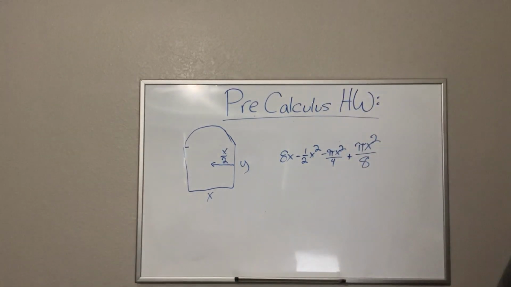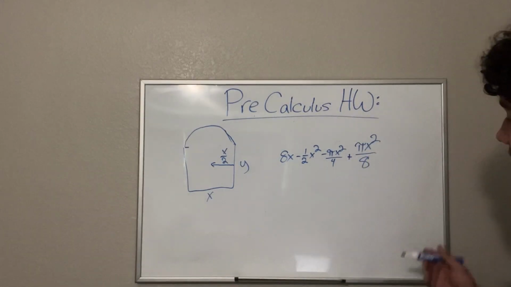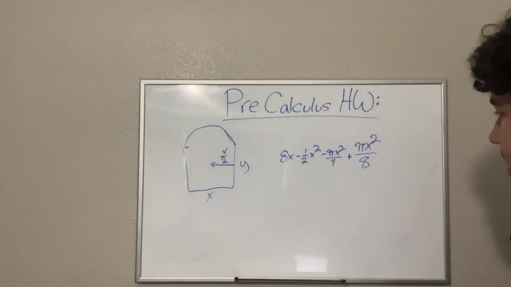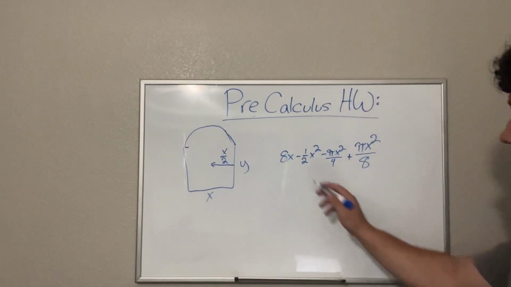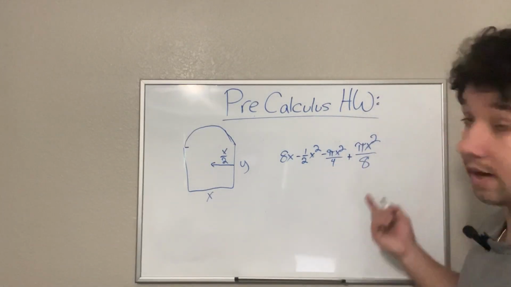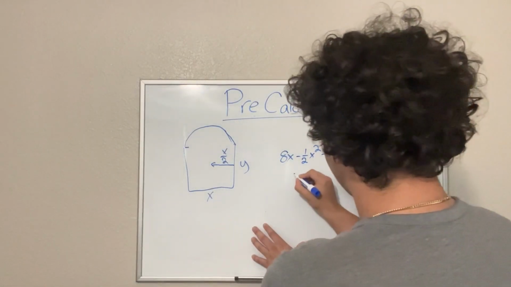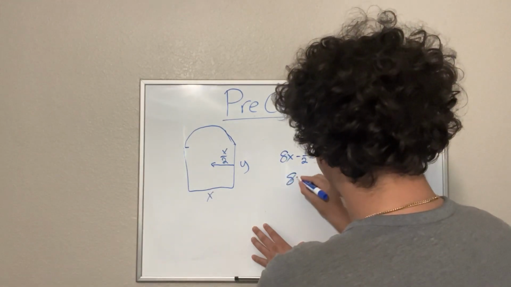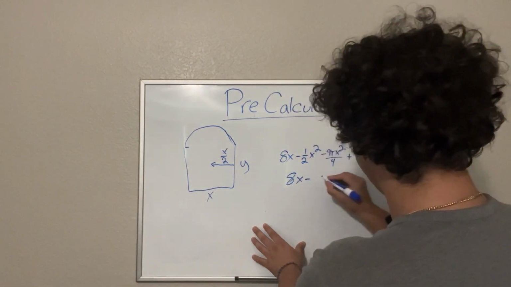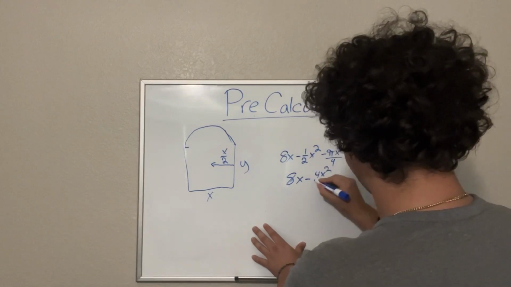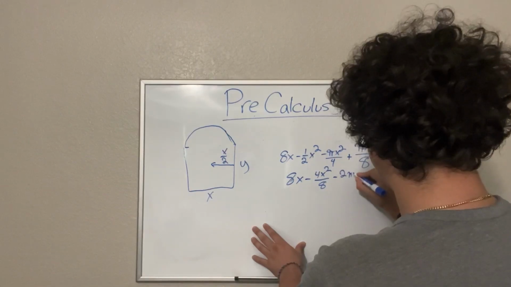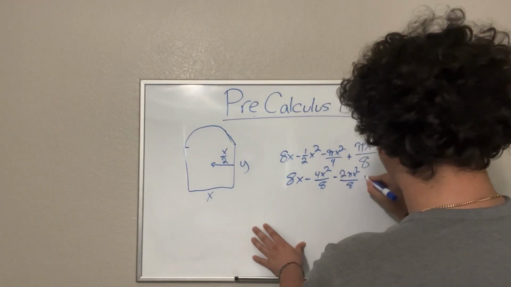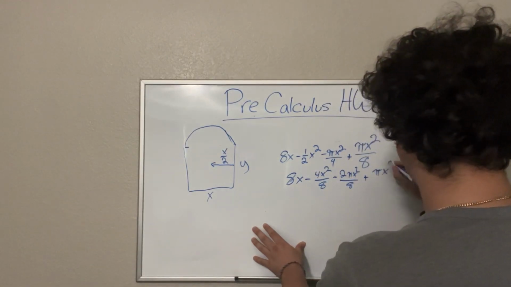All right, now we're getting somewhere, right? We're making progress here. So now I'm probably going to try to combine as many things as possible here. I'm seeing a lot of things that are divisible by 2, or divisible by 8 even. I can get a common denominator of 8. So let me try to rewrite all this as 8x minus, what would that be? 4x squared over 8 minus 2 pi x squared over 8 plus pi x squared over 8.